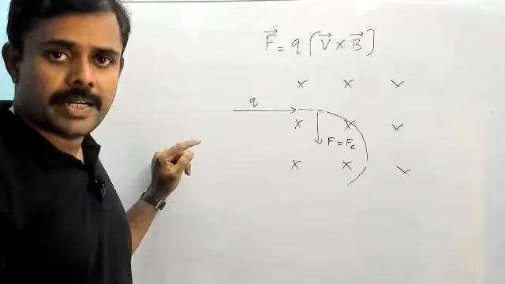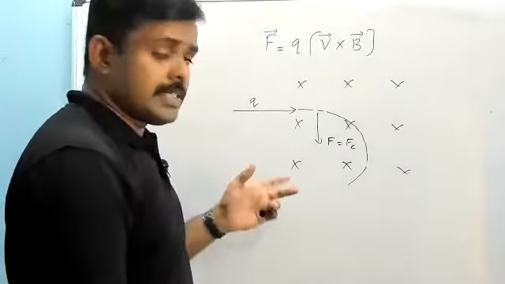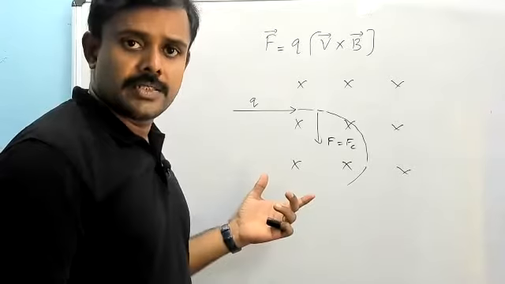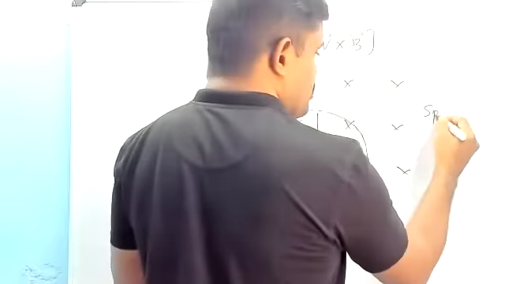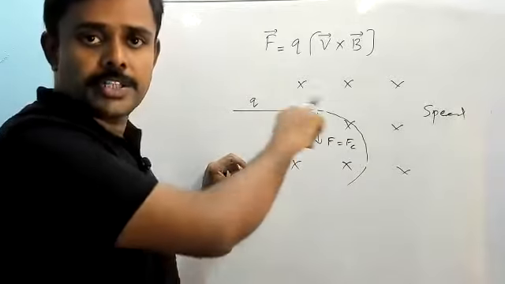Right. So whenever the particle enters, there is a circular motion. But look at that. Is the speed changing? Speed doesn't change. Why? Because it is centripetal force. I told you the reason.